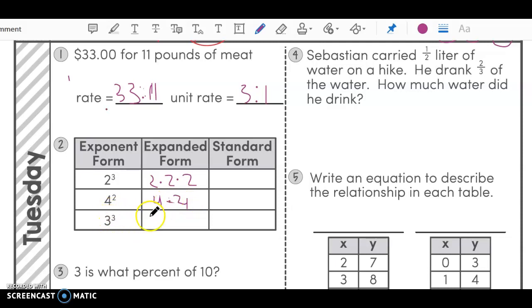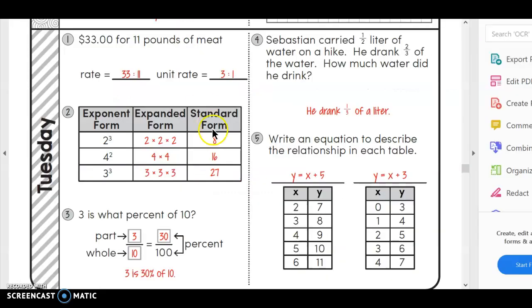And 3 times 3 times 3 is 3 to the third power. There are 3 of them. It means this number multiplied by itself this number of times. Okay, well, standard form is just the answer. What is 2 times 2? 4. What is 4 times 2? 8. Okay, and then you end up with 8, 16, and 27.